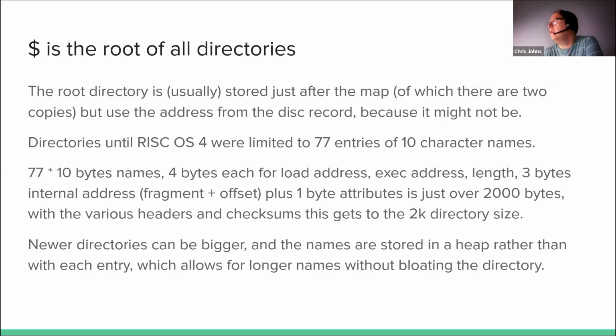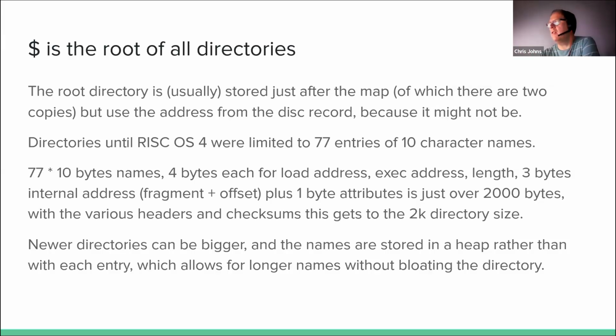As we kind of said earlier, up until ROCC 4 time, or 3.8, but that was the internal release, you're limited to 77 entries of 10 character file names, or directory names. So why 77? Well, you have to work out the maths. Each directory was 2 kilobytes in size. And if you have 77 times 10 bytes for the file name, 4 bytes for the load offset, load and exec addresses, which basically was a file type and date stamp. The length, so they're all 4 bytes.